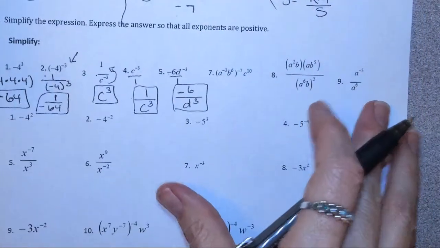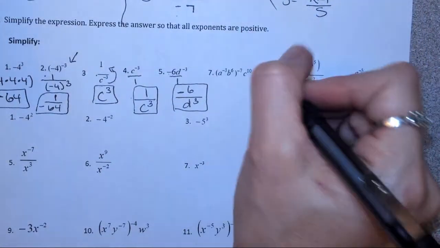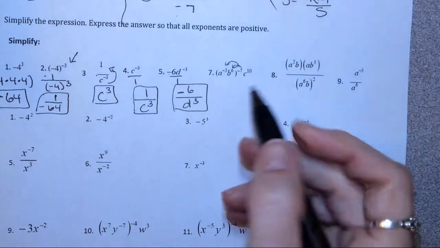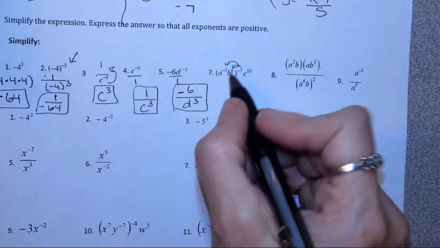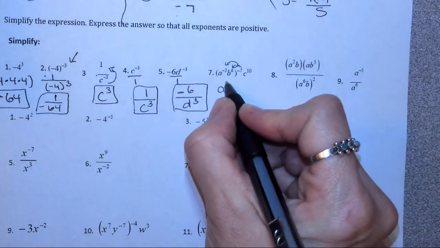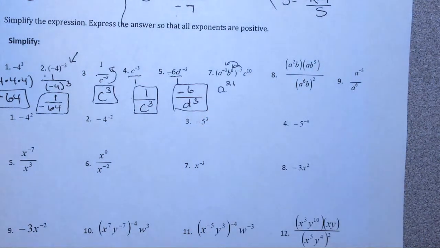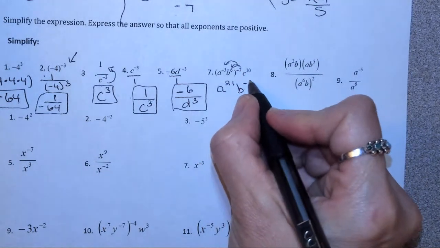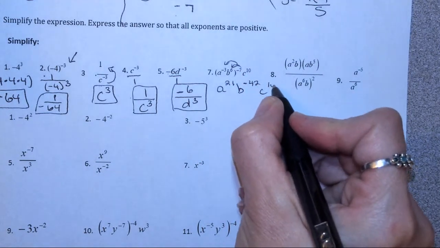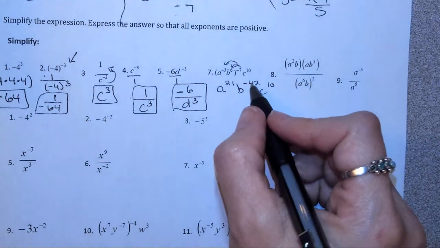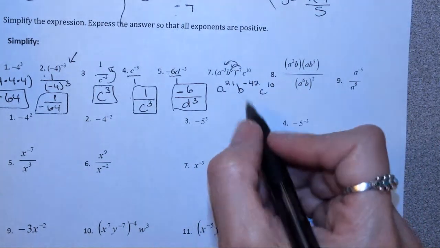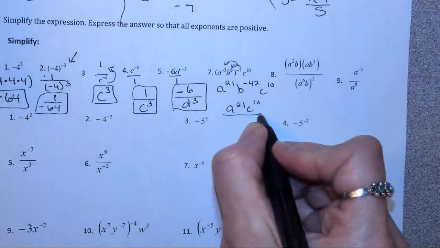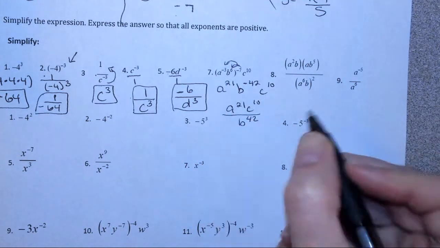Right, number 7. We've got a bunch of negative exponents, but before I mess with those, I'm going to go take care of my power to power rule, which says I multiply. 3 times negative 7 is positive 21. Negative 7 times 6 is negative 42, and then I have c to the 10th. Because I have a negative exponent, it needs to move from the top to the bottom. So I have a to the 21, c to the 10, all over b to the 42.